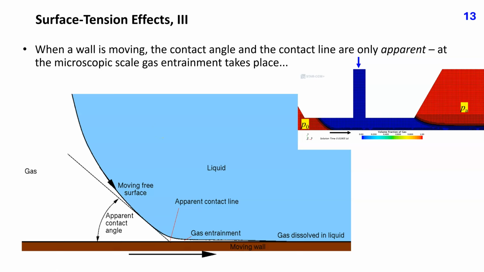This plot shows a zoom into the vicinity of the apparent contact line. Due to the no-slip condition at the moving wall, air is carried by the substrate. Moving liquid is also carrying air toward the contact line. Most of this air escapes upward, but a small amount is carried under the liquid and it is eventually dissolved in it. This happens at a microscopic scale. Macroscopically, we see an apparent contact line with an apparent contact angle, and this is the angle which we specify in the simulation as the static contact angle on this wall boundary.